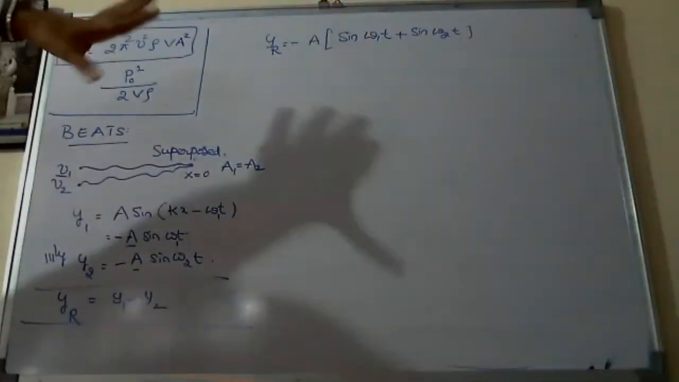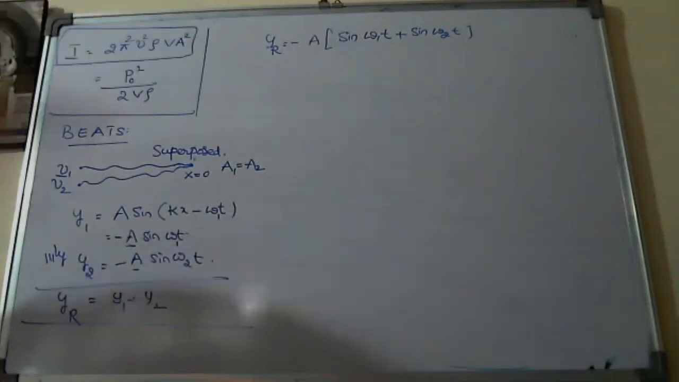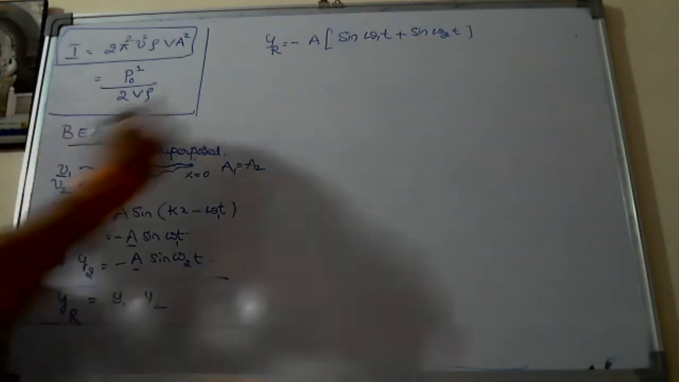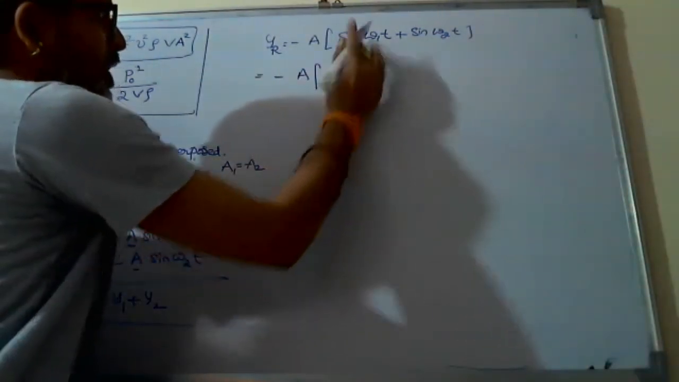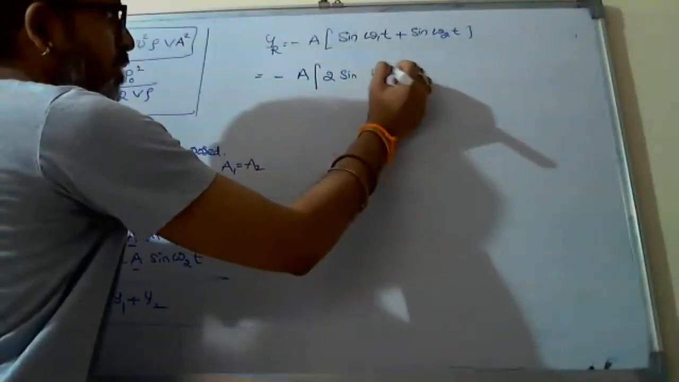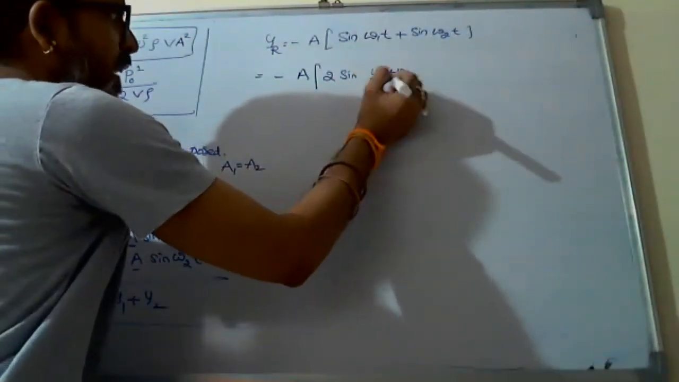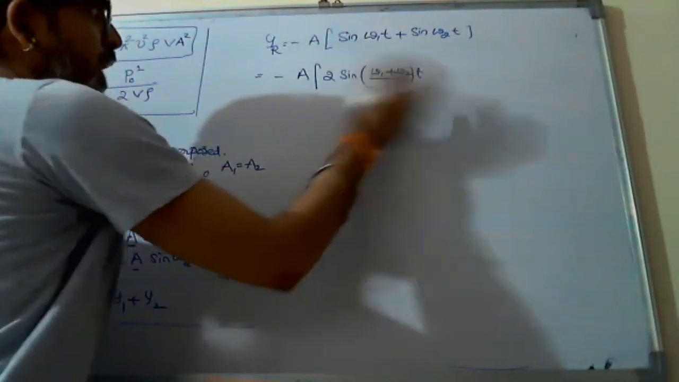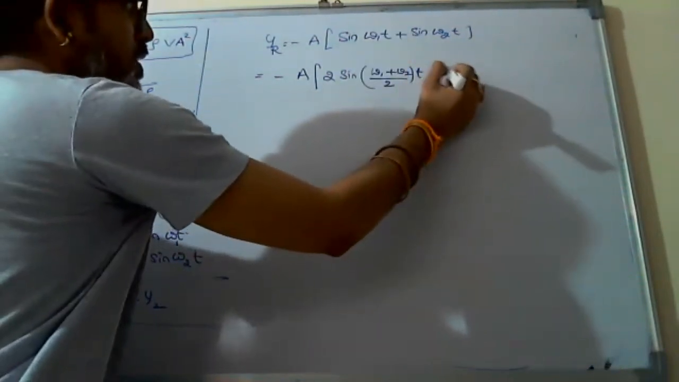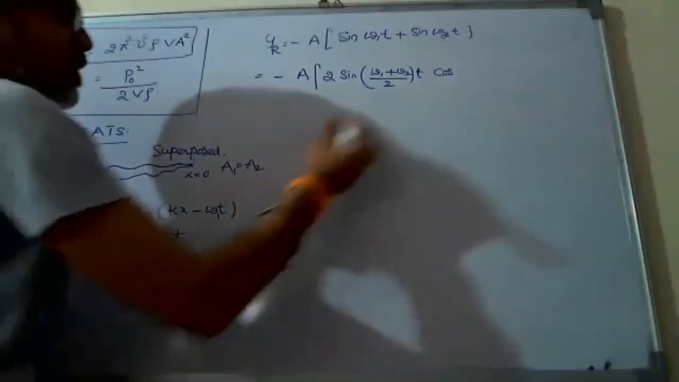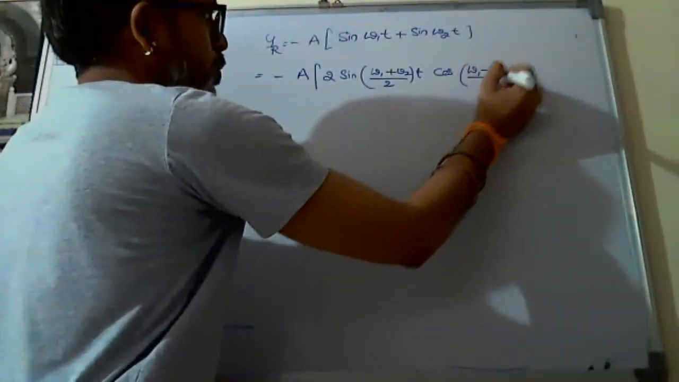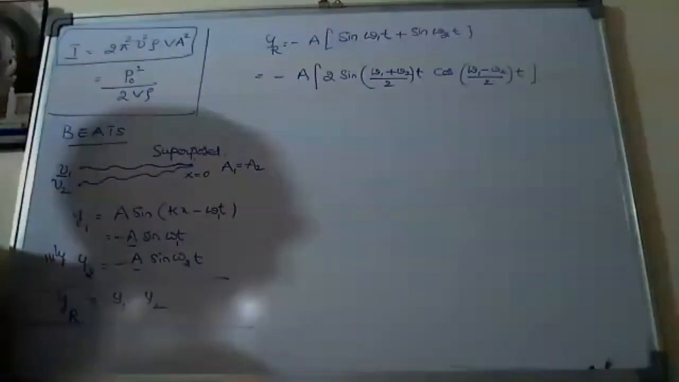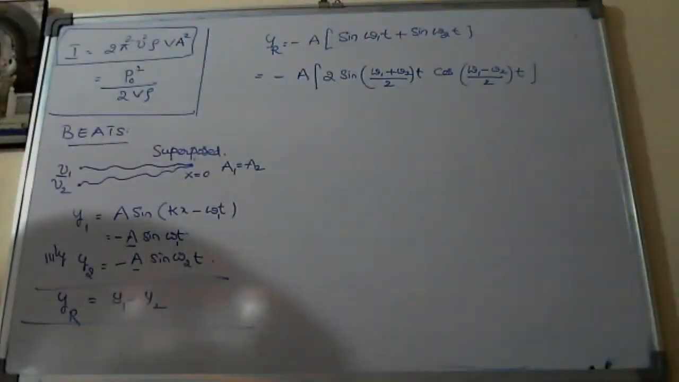Okay, that is exactly in the form of sin A plus sin B. Sin A plus sin B, you know the formula. This is equal to minus A into 2 sin((ω1 + ω2)/2 × t) into cos((ω1 − ω2)/2 × t). A minus B by 2 means (ω1 − ω2)/2 into t. This is the equation you got.